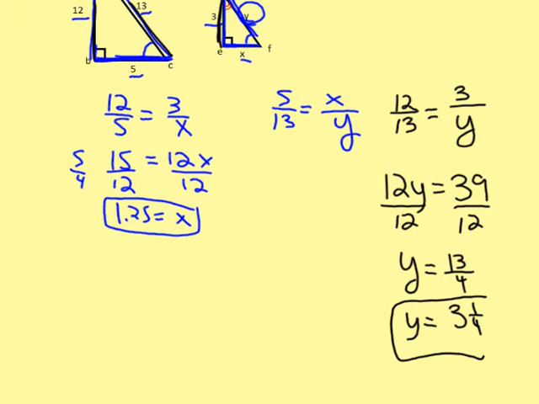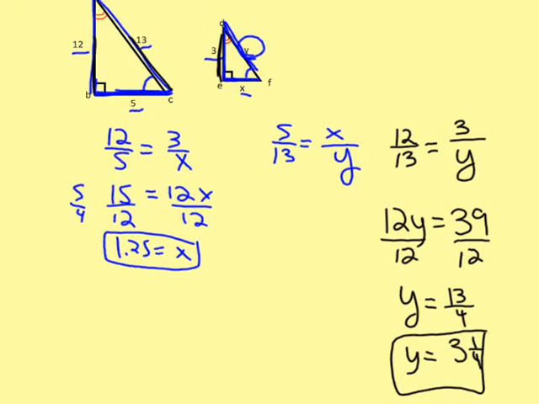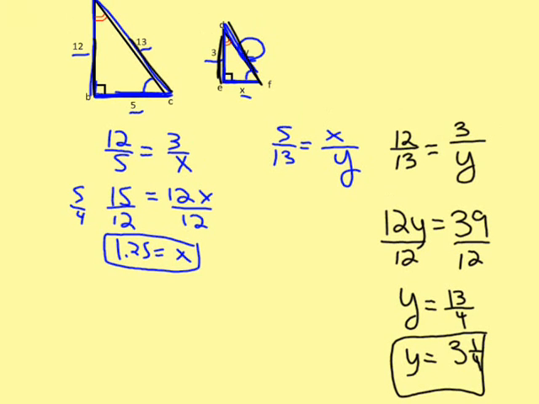And that makes sense. Y is the hypotenuse of a right triangle, and the hypotenuse of a right triangle has to be the longest side. The hypotenuse has to be the longest every time.